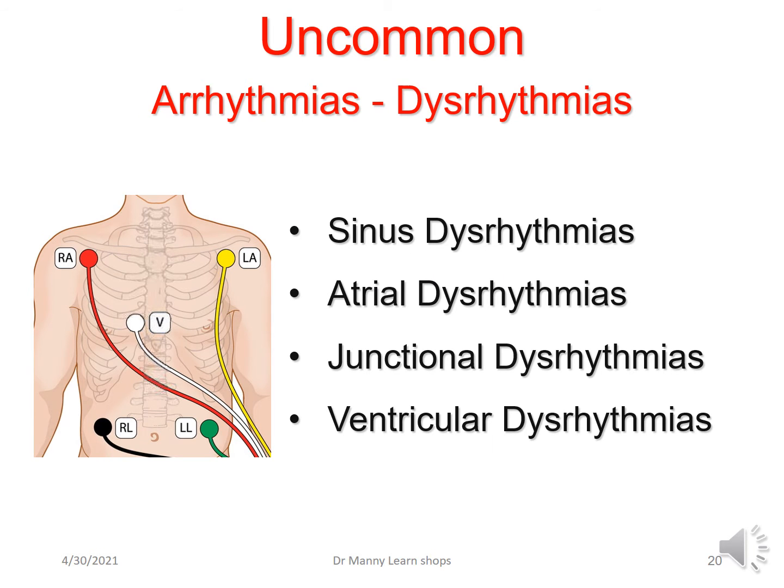Now let's review some of the uncommon arrhythmias or dysrhythmias that could occur in adults. And we're going to review sinus dysrhythmias, atrial dysrhythmias, junctional dysrhythmias, and some of the ventricular dysrhythmias. And remember, these are not by any means complete. These are the more commonly uncommon.